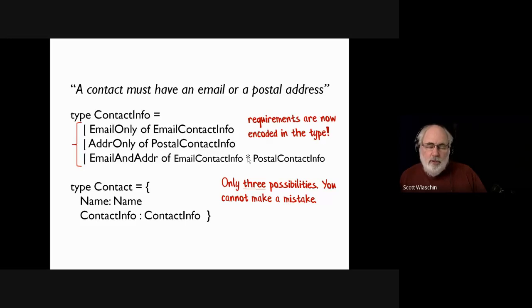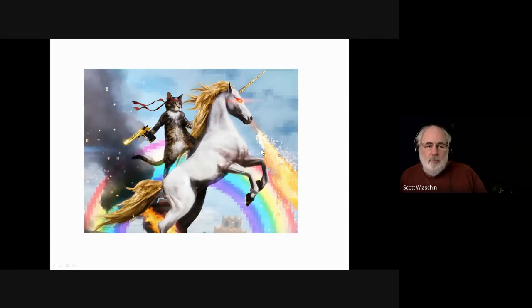We've got the requirements in the type. You can't even write a unit test to test it, because with them both missing, you can't even compile it. So I think static types are awesome, almost as awesome as a cat on a unicorn. Not quite, but pretty good.